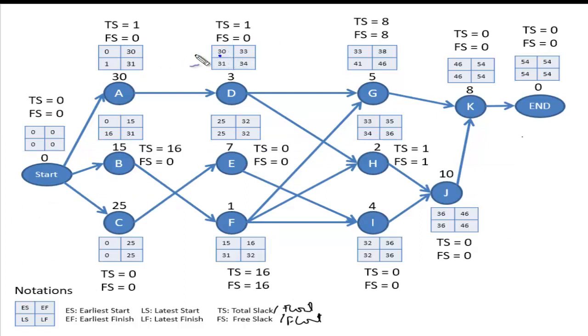So we have here 30 minus 30, that is 0. For this one, 33 minus 33, that is 0. For this one, 46 minus 38, that is 8. For this one, it is 54 minus 54, 0. And for the last one, it's 0 itself. For the beginning one, it's also itself. You can directly put that.